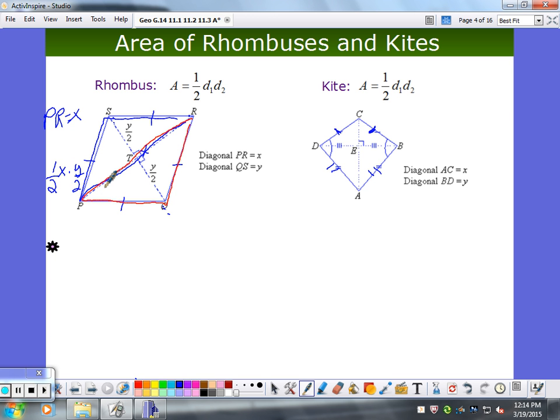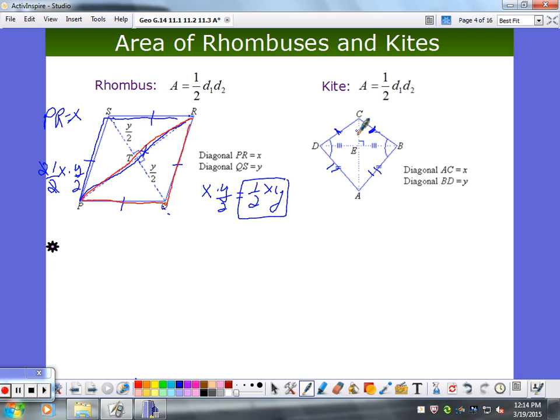Right? That's the base, that's the height, I'm taking 1/2. But I have 2 of these triangles and they're congruent. So I have 2 of these, so it kind of knocks out that. And now I've got XY over 2. Another way to write that is 1/2 X times Y. So there's the X, there's the Y. That's where it comes from.